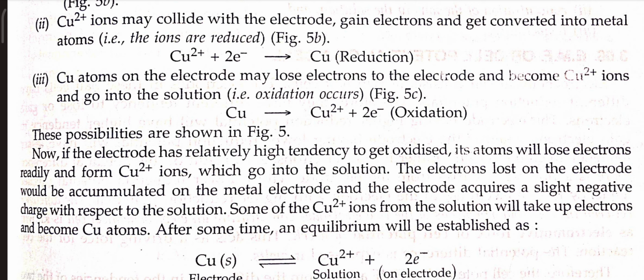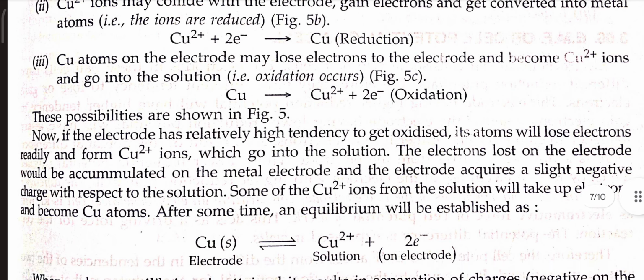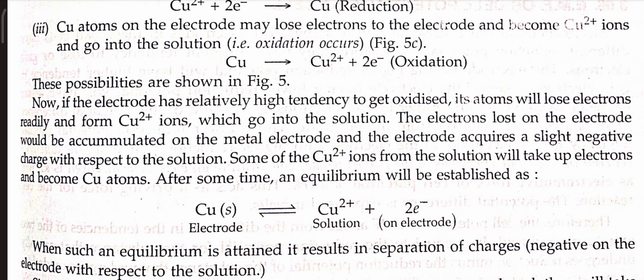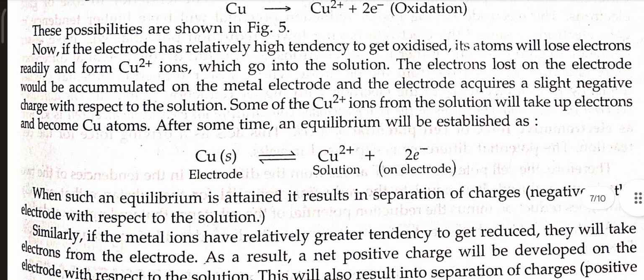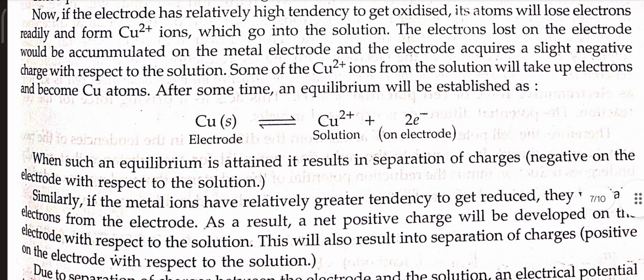Now if the electrode has a relatively high tendency to get oxidized, its atoms will lose electrons readily and form Cu2+ ions which go into the solution. The electrons lost would be accumulated on the metal electrode, and the electrode acquires a slight negative charge with respect to the solution. Some of the Cu2+ ions from the solution will take up electrons and become Cu atoms. After some time, an equilibrium will be established as Cu electrode is in equilibrium with Cu2+ in solution plus 2 electrons on the electrode.